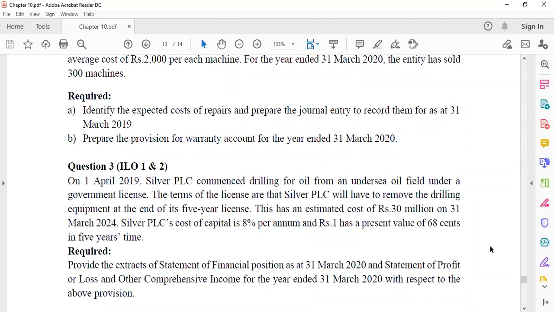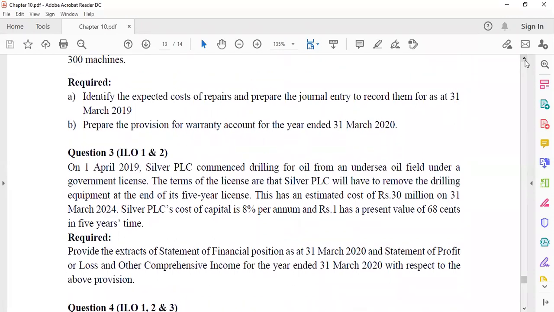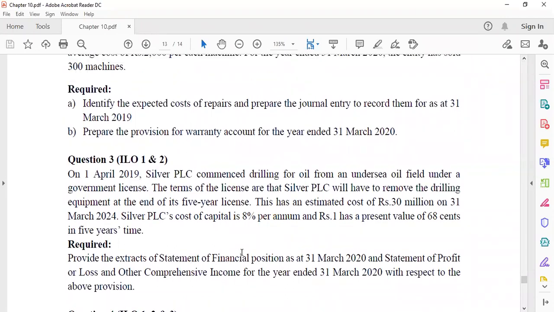If everything is provided, the expectation is to provide the extracts of a statement of financial position as at 31st March 2020 and a statement of profit or loss and other comprehensive income for the year ended 31st March 2020 with respect to the above provision. With respect to the provision, what must be the accounting that you should do? That the question is about. So this is something I would like you to attempt. You can take 10 minutes time for that and provide the extracts from statement of profit or loss and statement of financial position for the year ended 31st March 2020. Okay, give it a try.